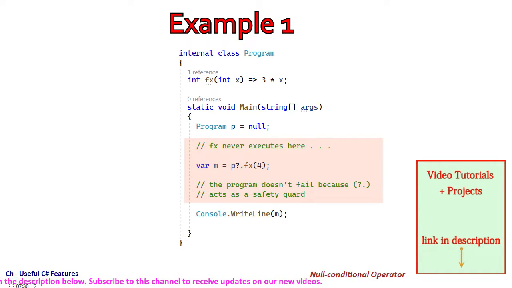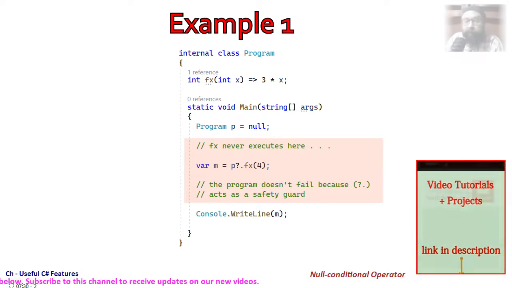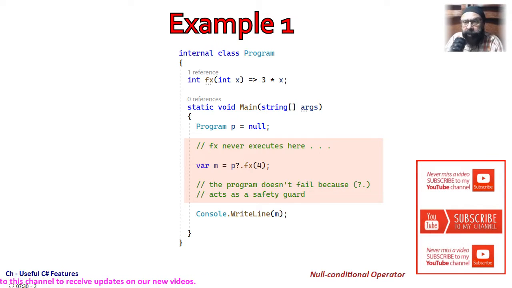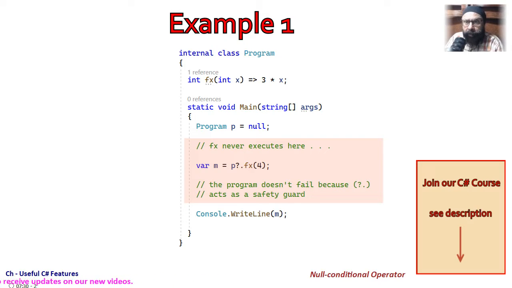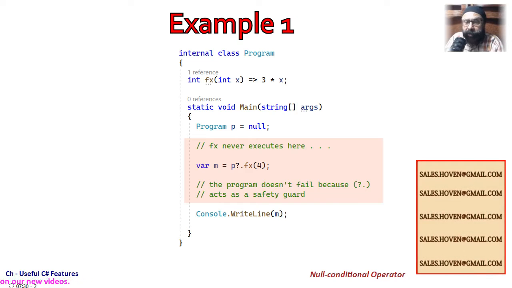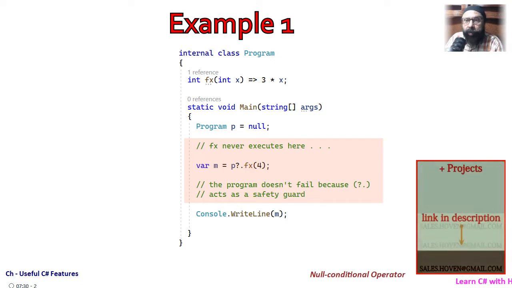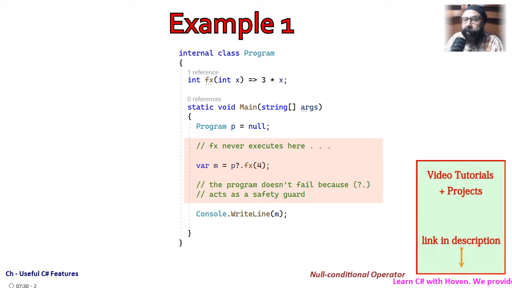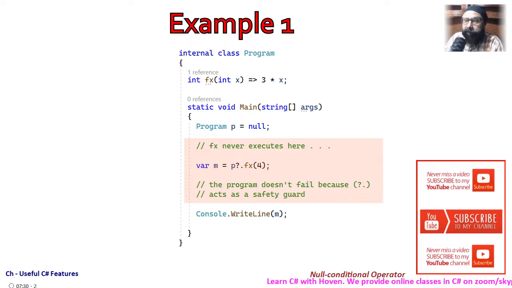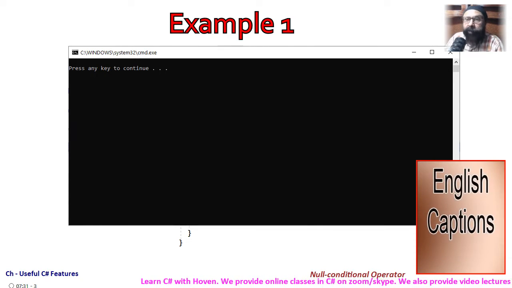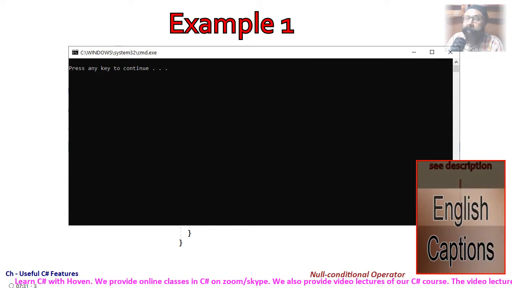The null conditional operator now works as a safety guard because p is known to be null, and therefore execution does not proceed to fx. The whole expression returns null, so the variable m gets a null. The last line prints nothing because m is null. We can run this program to verify that the program doesn't crash even though p is known to be null.